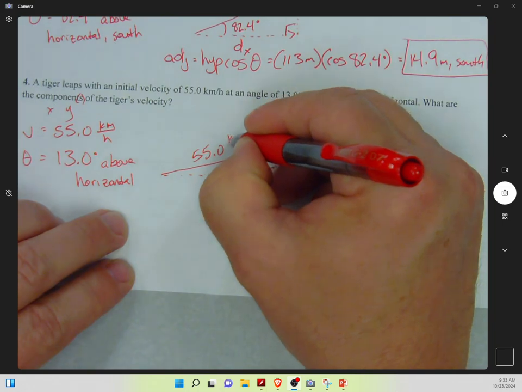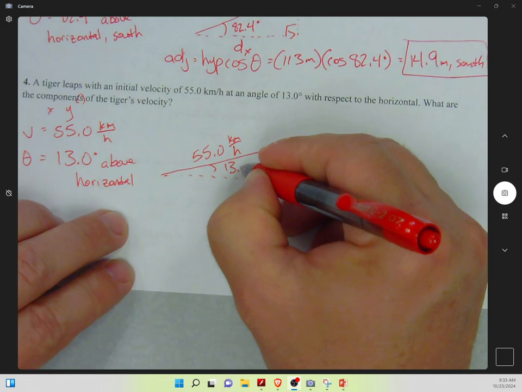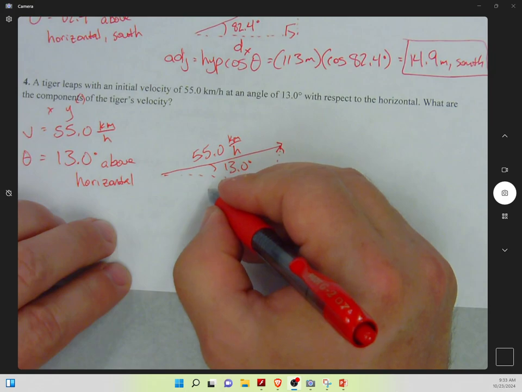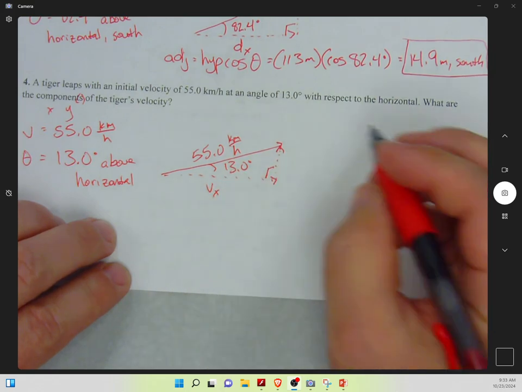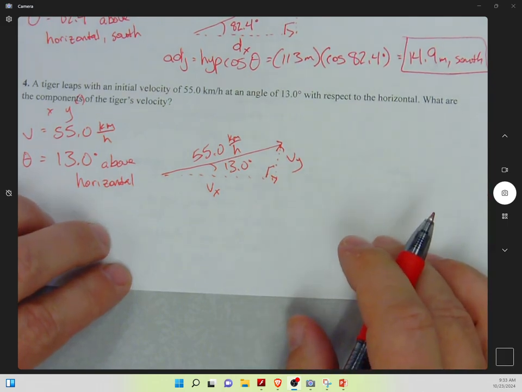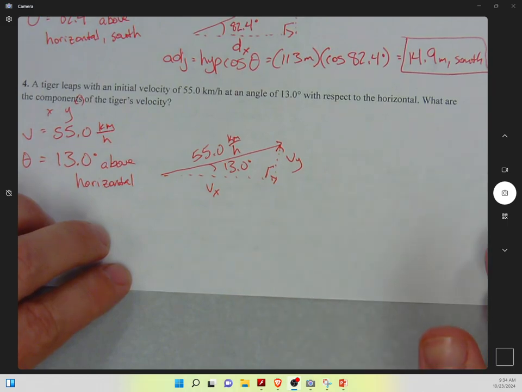55 kilometers per hour. My angle is right here. And I need the x component of the velocity and the y component of the velocity. So in one instance, I'm going to use the cosine. The other, I'm going to use the sine of the angle.